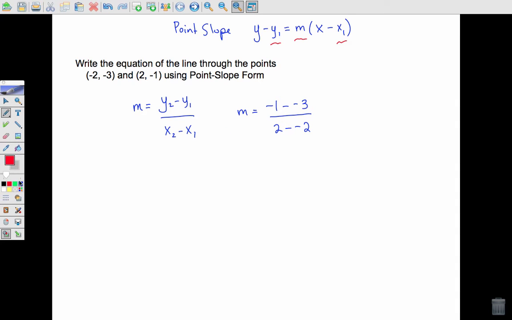So -1 minus -3 means -1 plus 3, and 2 minus -2 means 2 plus 2. So -1 plus 3 is 2, 2 plus 2 is 4, and I want to simplify that, and I find that my slope is 1/2. Okay, so now I have my slope, and I have at least 1 point. I can write the equation in point-slope form.